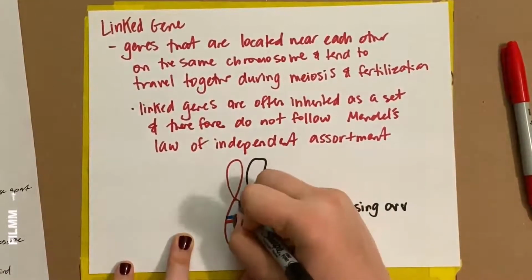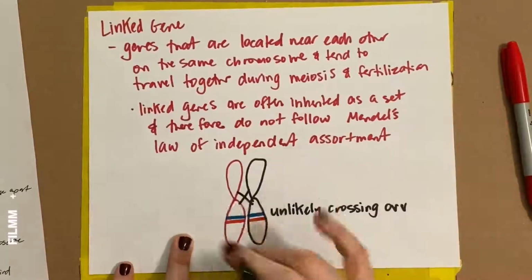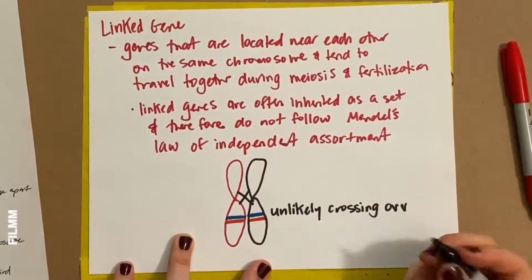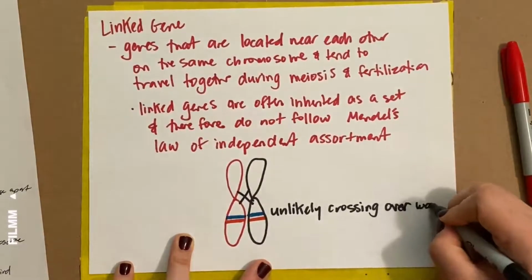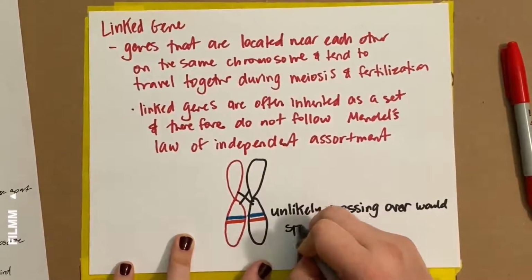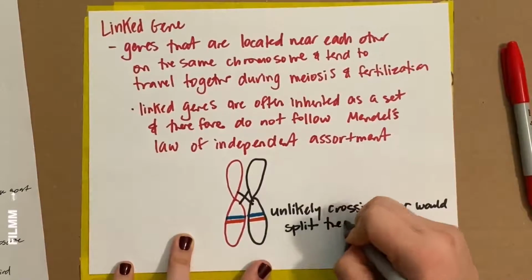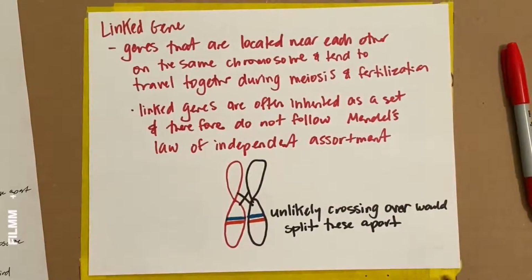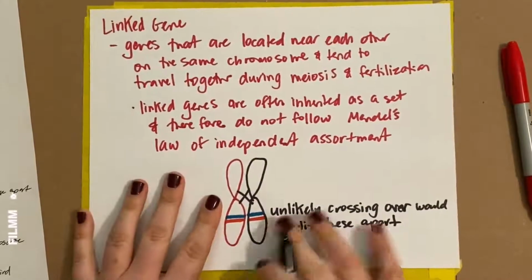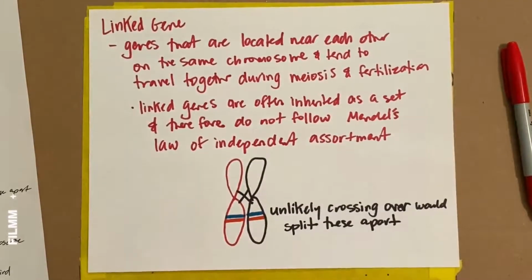Remember, crossing over is when we exchange big chunks of the DNA on homologous chromosomes. Crossing over would split these apart. So these would not behave in the same way that other traits following Mendel's laws would, because they are actually linked together.